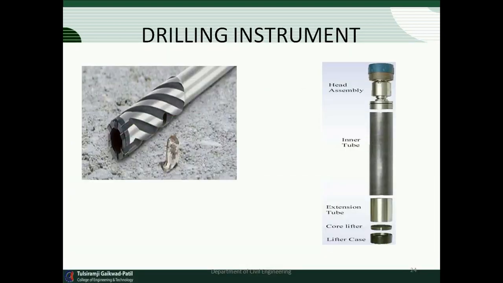These are the various drilling instruments available in the market, and we use these drilling instruments to drill in the earth. Here is one drilling instrument as shown in the picture, and this is the second drilling instrument, which has an inner tube, extension tube, core lifter, lifter case, and head assembly. As per the requirement, we use various types of drilling instruments to drill into the earth and to collect the soil sample.